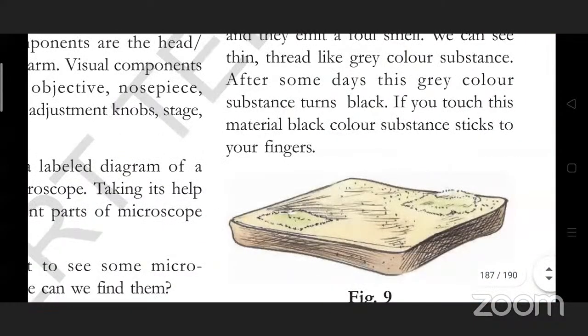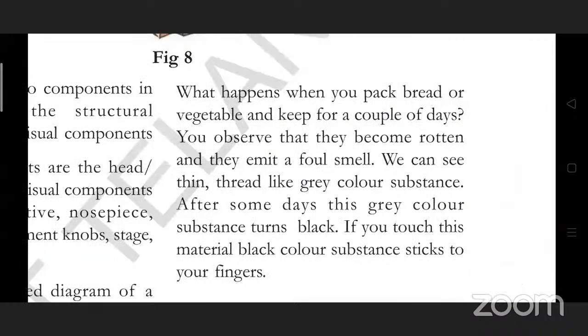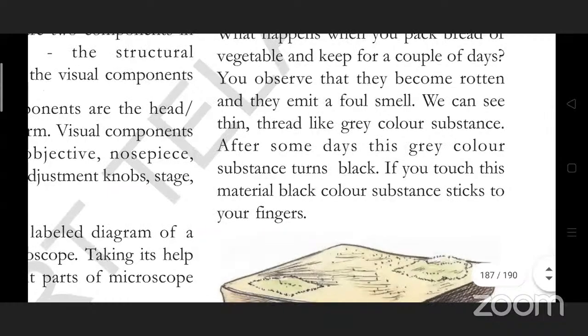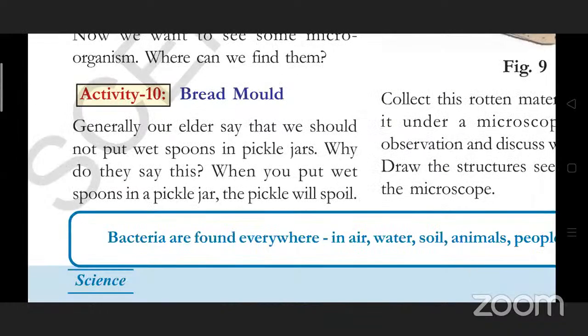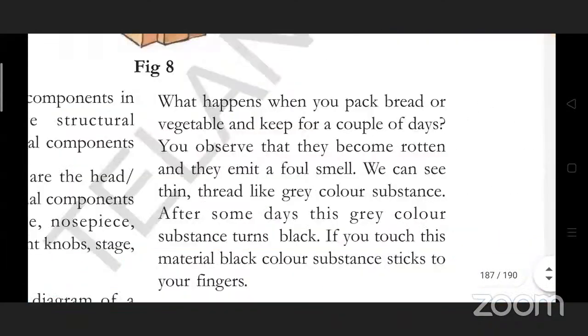Why does the pickle spoil? What is the reason? Actually, it is the moisture. When we put a wet spoon in, the moisture reacts with the pickle in the jar, and as a result the pickle spoils.